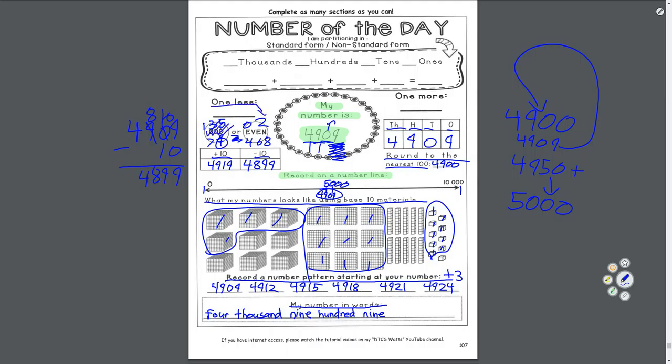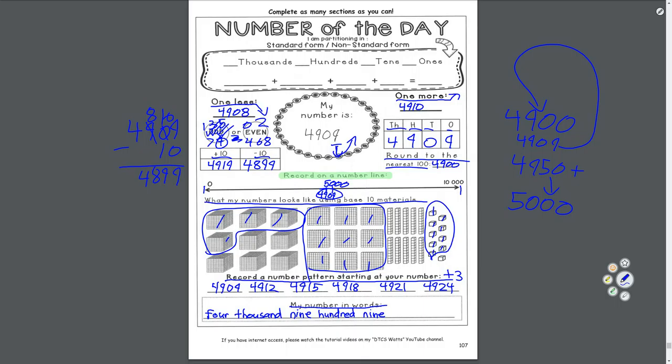One less. So now the ones place is going down by 1. So 4, 9, 0, 8 instead of 9. One more. So now it's going to go up. What's one more than 9? It's 10. So 4910.